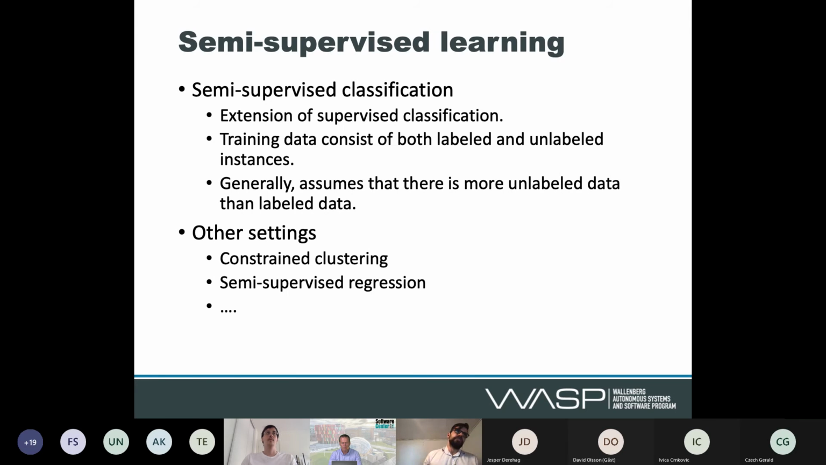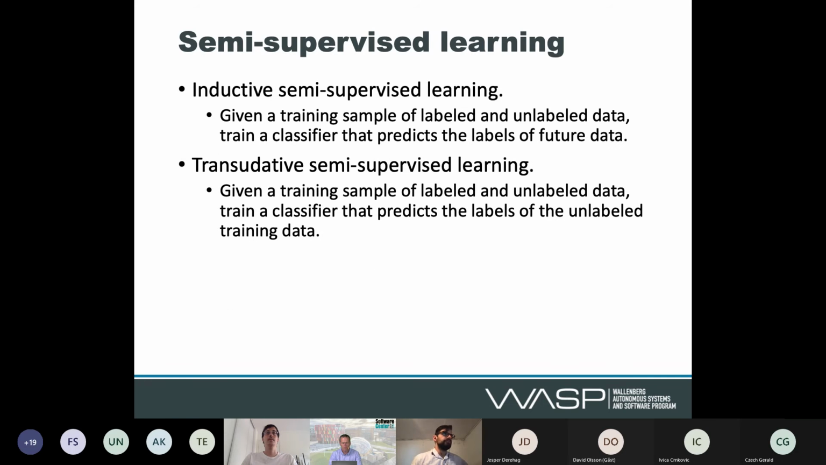But there are also other semi-supervised settings you can use, like constrained clustering, which is clustering algorithms that also use labeled data. And then we also have regression problems we can solve, and other things as well.